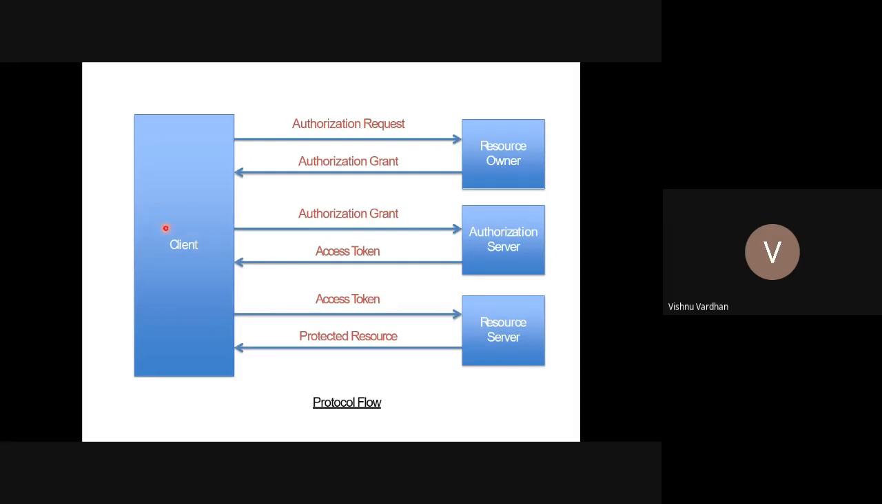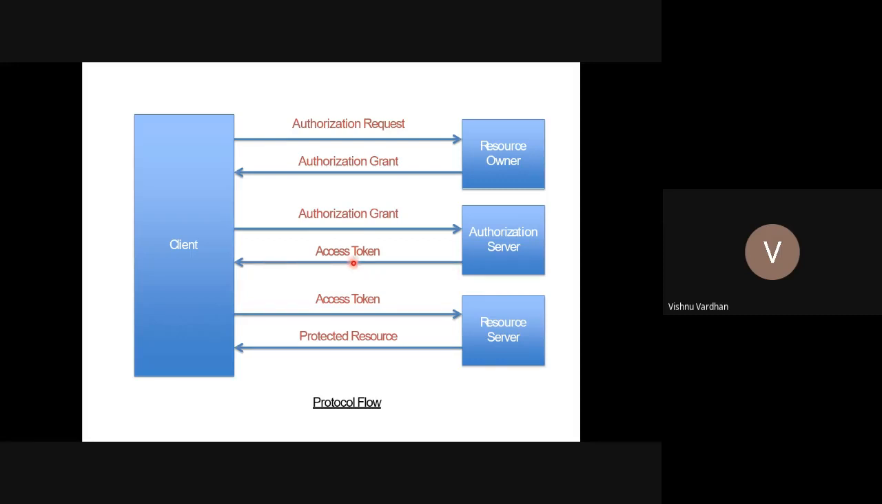First of all, the client, that means the mashup provider, will make an authorization request to the resource owner. Now the resource owner is going to be validated; if he gives the right credentials, then the authorization grant will be provided to the client. Then using that authorization grant, the client makes a call to the authorization server, wherein the authorization server is going to release a token.